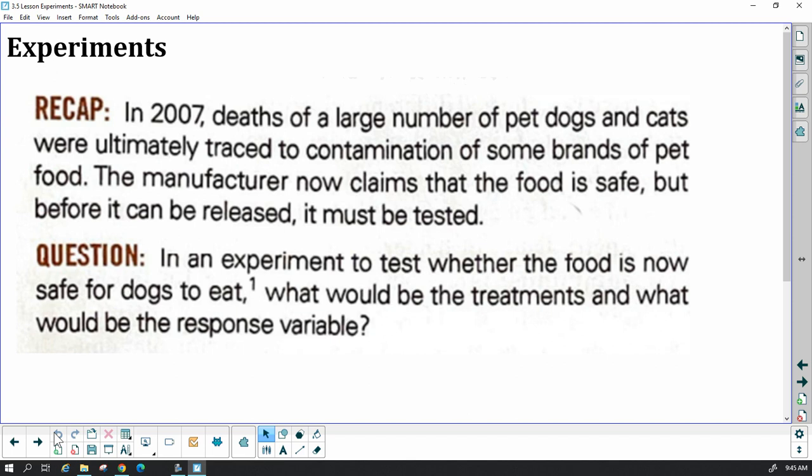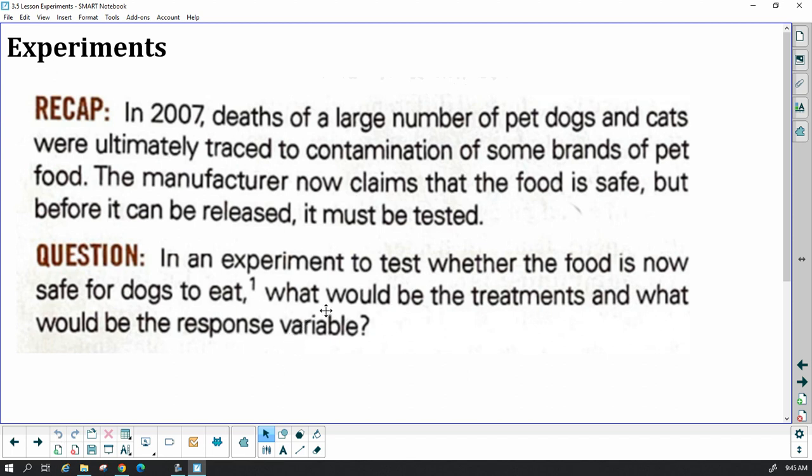In the observational study lesson, we talked about these dogs and cats that were getting sick and sometimes dying of liver failure. They did find out that there was some contamination in the food that they were all eating. And so of course the manufacturer has to go back and fix that problem. They want to make sure that their new food is safe. And the way we do that is through an experiment.